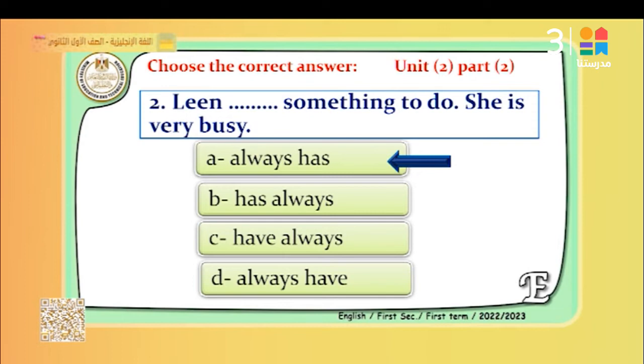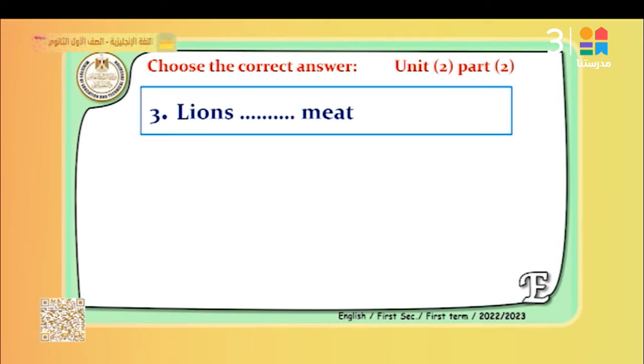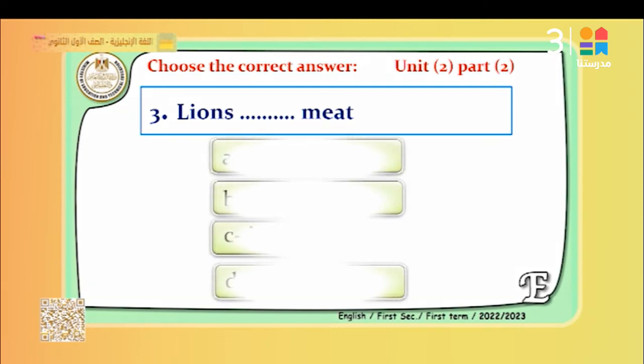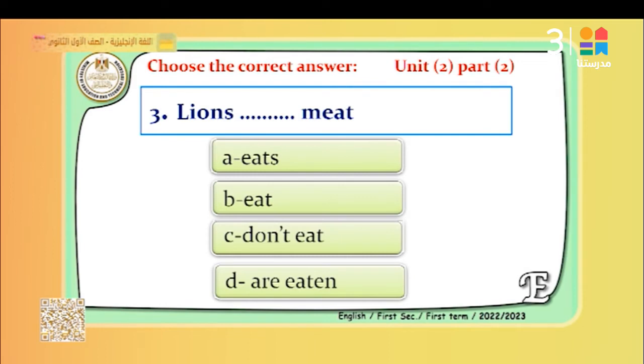Question number 3. Lions meet. Here we say lions eats, eat, don't eat, or are eaten. Of course here lions is plural. So you don't add s with the verb. I won't say lions eats, I will say lions eat. Yes, right.